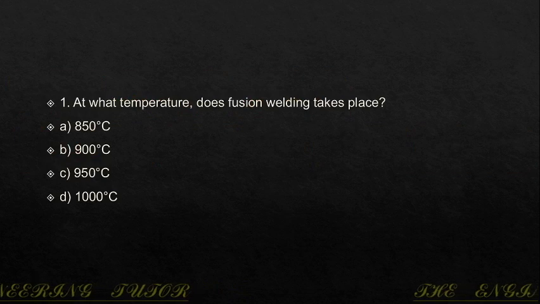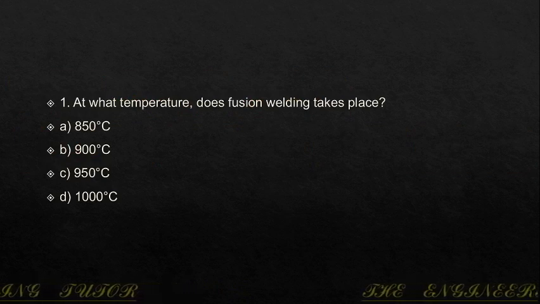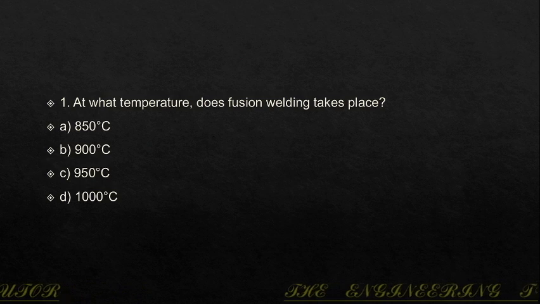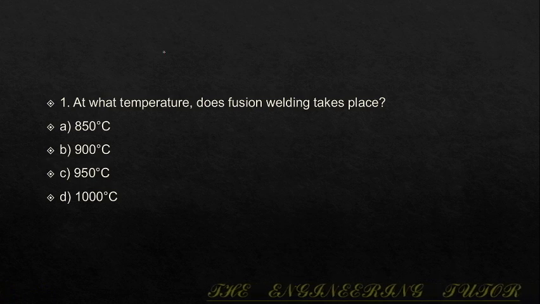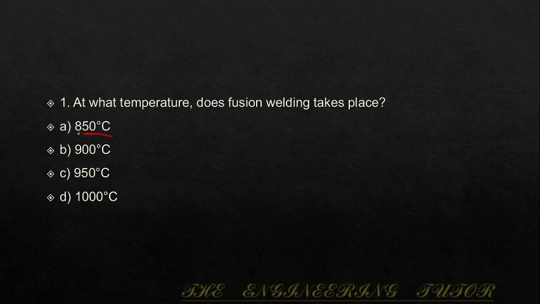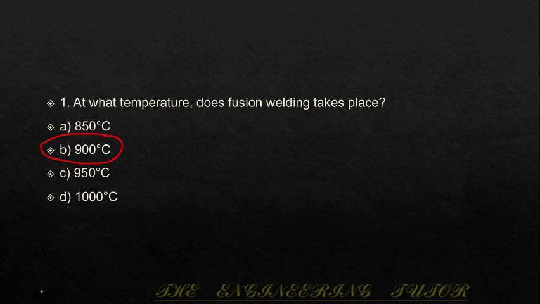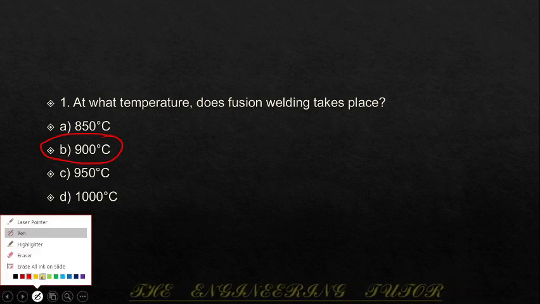Our first question: at what temperature does fusion welding take place? Fusion welding means the welding can be used for joining two metals by application of heat. So this is happening at a temperature of 900 degrees Celsius.